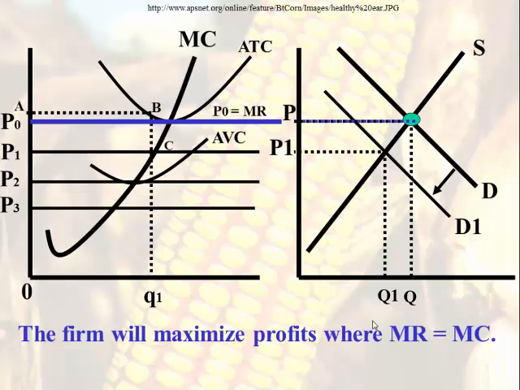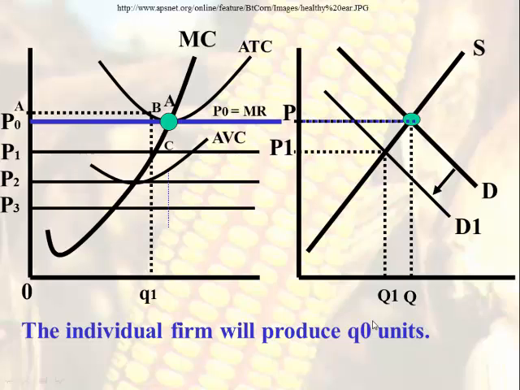We know that the firm maximizes profits where MR is equal to MC. We know this is MR equals MC at this point. If you draw a dashed line from point A downward to Q, we know that the individual farmer will produce Q0 units. Is this farmer earning an economic profit or an economic loss at Q0?